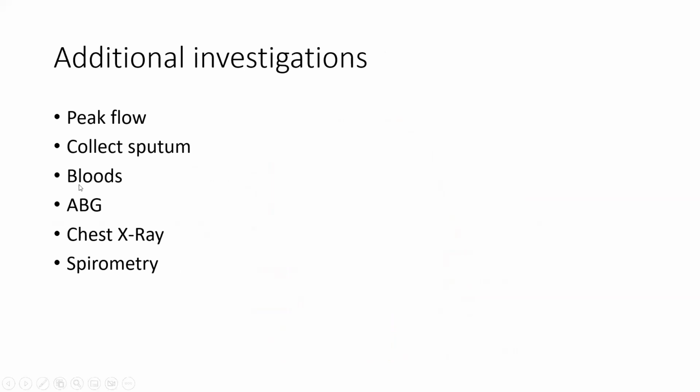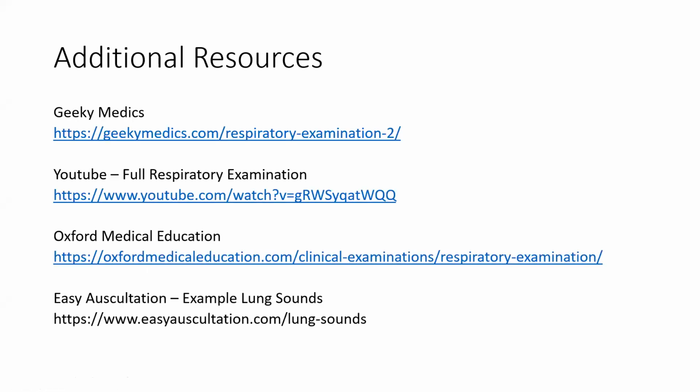You can do normal bloods or an ABG, an arterial blood gas, and that's usually done to assess for respiratory failure. And obviously you can do a chest x-ray to see if there's anything to be seen in the lung. I've added some resources as well at the end that you guys can look at in your own time.